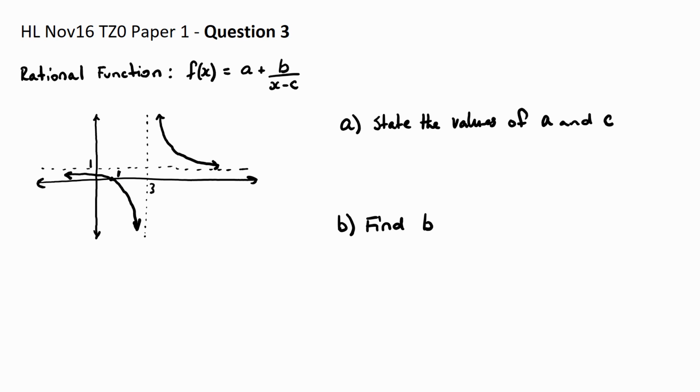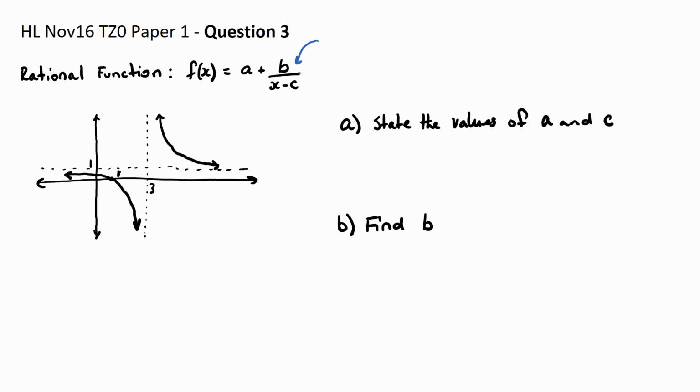Now in part A, state the value of a and the value of c. So in our rational function up here, notice that the numerator of our fraction doesn't have a value for x. So therefore, if we were just looking at this part of the function here, the horizontal asymptote should occur on the x-axis at y equals 0.